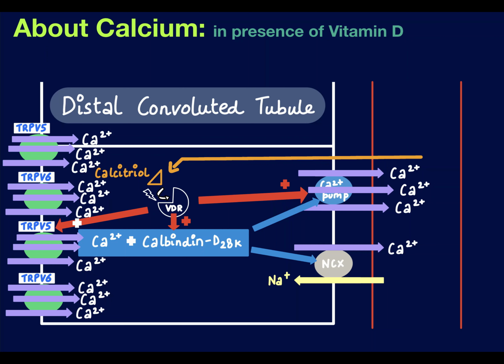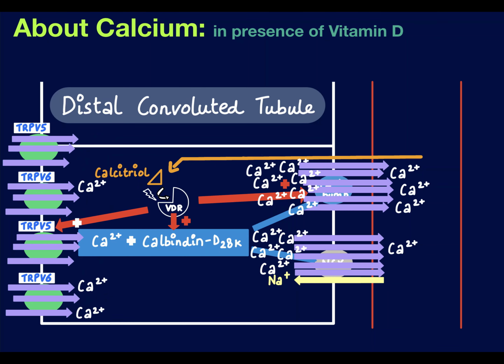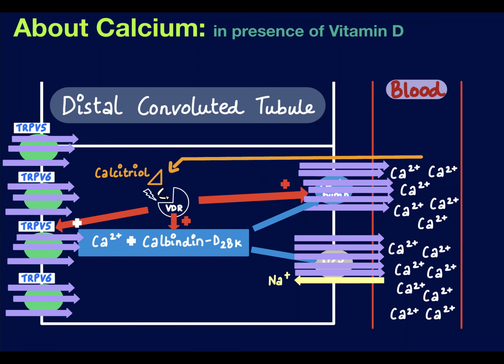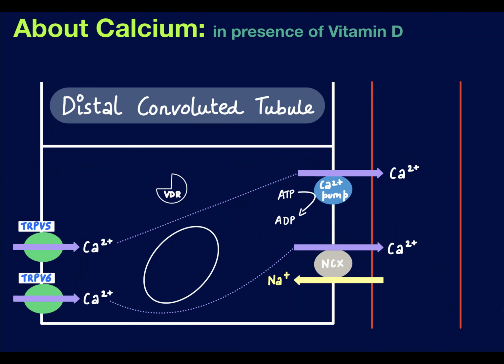Otherwise, the calcium concentration in the distal tubular cells would be so high that the reabsorption of calcium will be stopped. So with the help of these basolateral calcium transporters, the calcium is thrown into the blood. Finally, vitamin D is cleared off and the distal tubular cells return to their original state.